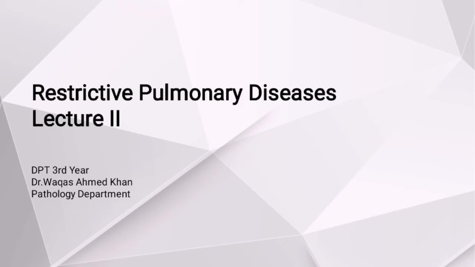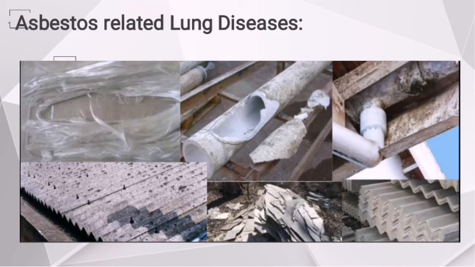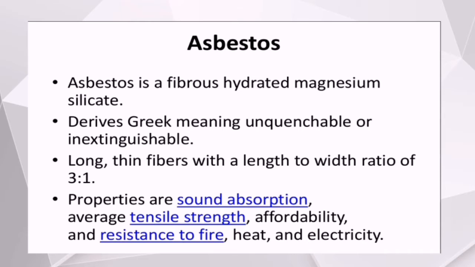In the last lecture we learned about the different types of restrictive pulmonary diseases, pneumoconiosis, an example of coal workers' pneumoconiosis and silicosis in the restrictive lung diseases. So today we will continue with the asbestos-related lung diseases.